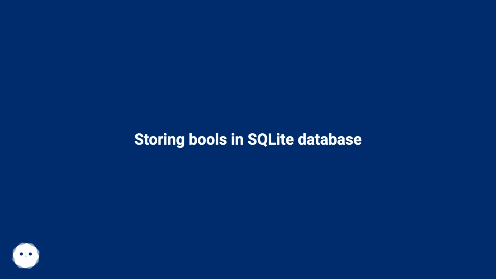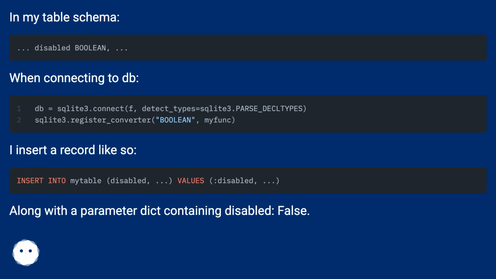Storing bools in SQLite database. In my table schema, when connecting to DB, I insert a record like so, along with a parameter dict containing disabled: False.